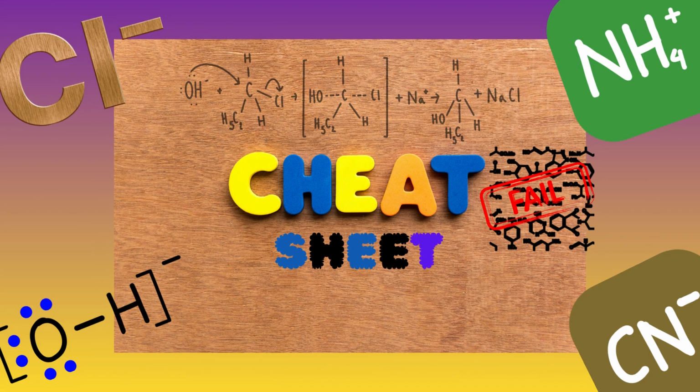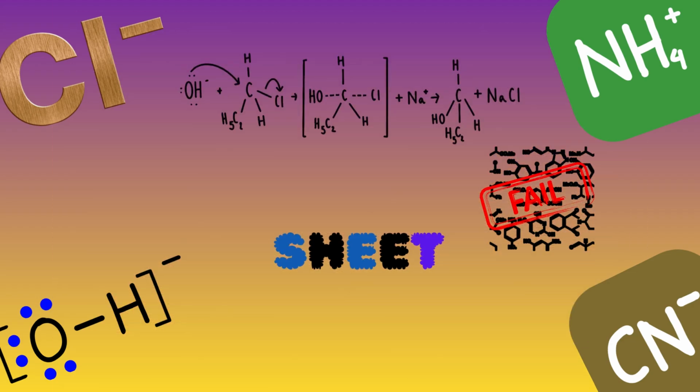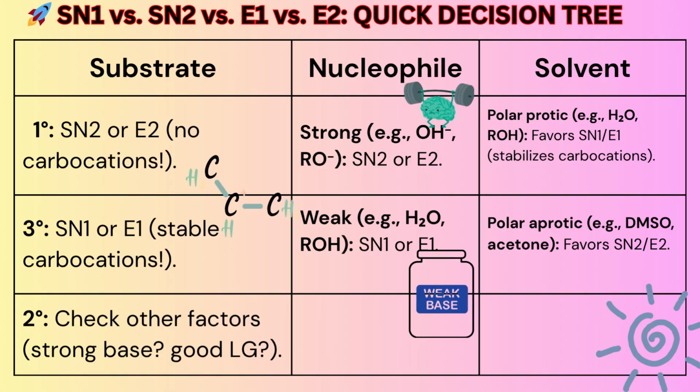Raise your hand if you ever spent 20 minutes staring at a reaction only to pick the wrong mechanism. Yeah, me too. But today you will learn the one flowchart that solves SN1, SN2, E1 and E2 reactions in seconds. No more guessing, guys. So you can determine whether the reaction is SN1, SN2, E1 or E2.